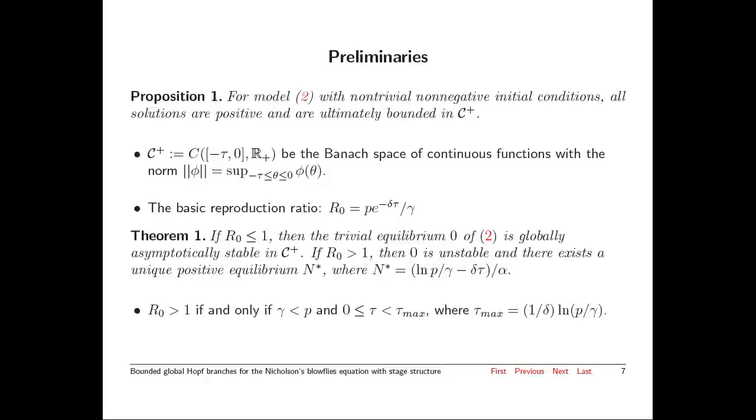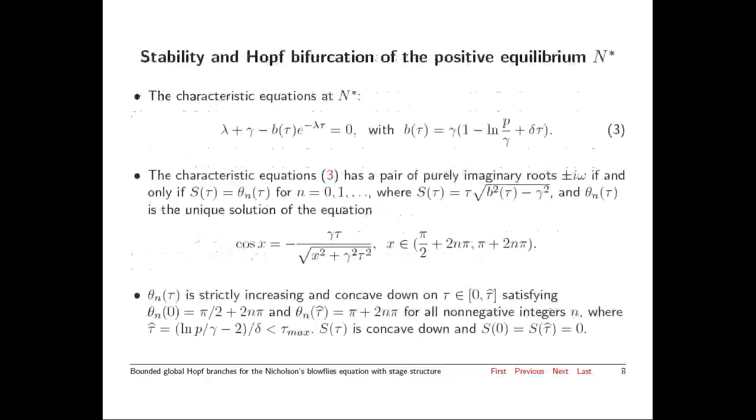Here I would like to mention that when the basic reproduction number R naught is larger than 1, it means gamma should be less than P, and we also have a bound on the time delay tau. So tau is bounded by some number tau max. Okay, and then we focus on the stability of the positive equilibrium and also the existence of Hopf bifurcation.